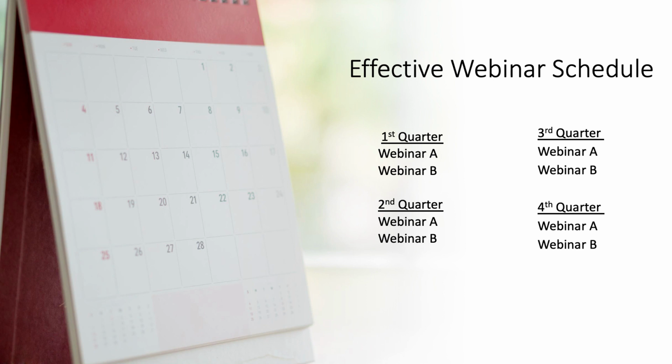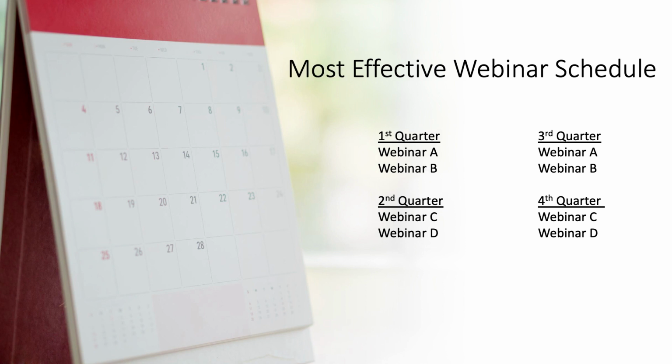The first quarter is webinar A and webinar B. Second quarter, webinar A, webinar B. Third quarter, webinar A, webinar B, and so forth for the fourth quarter. As we can see, the basic plan offers 2 webinars per quarter. This gets your message out to the design professionals. It keeps you in front of the decision makers. It puts pressure on your competitors, and it increases your specification opportunities.